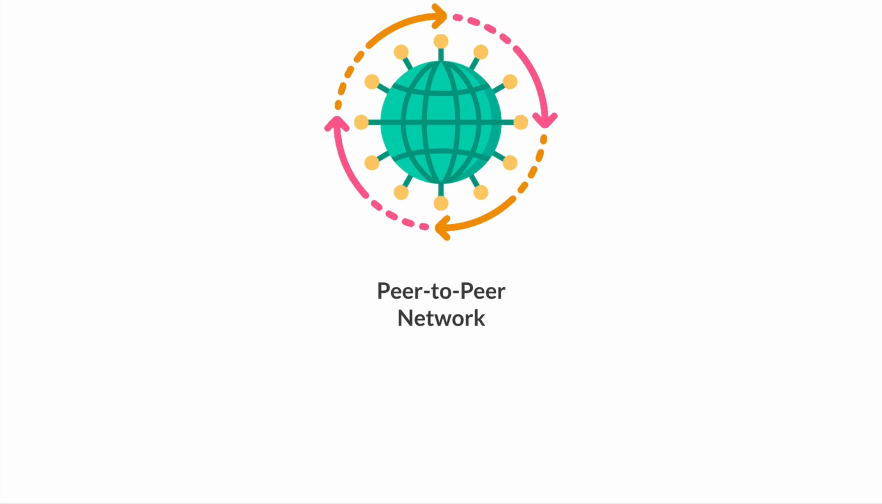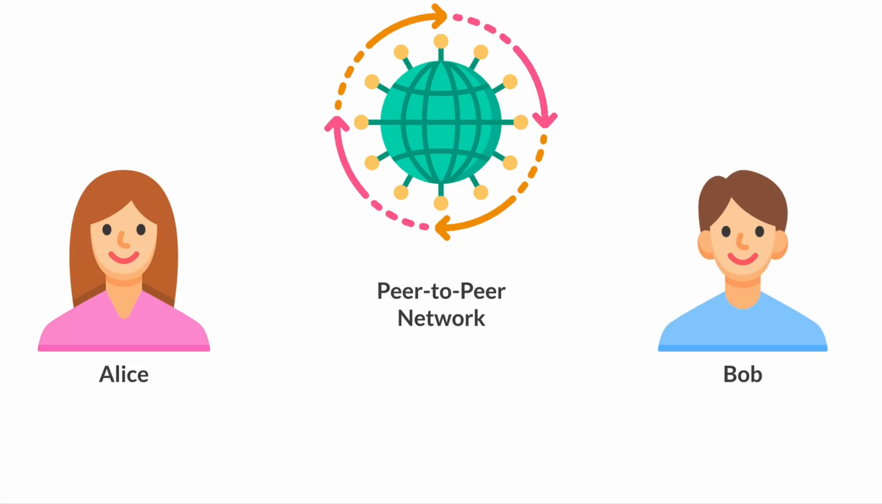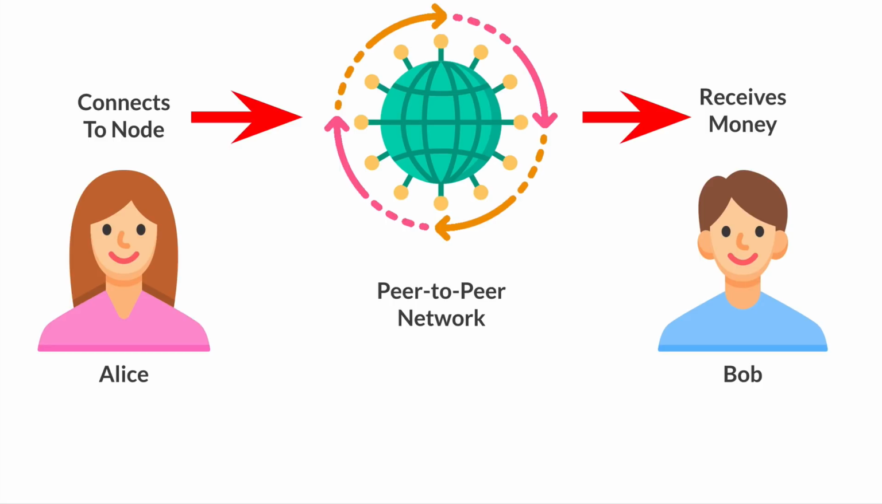A blockchain is a peer-to-peer network, meaning it's a system of nodes or computers that all talk to one another. It is responsible for processing transactions so that Alice can send money to Bob. She simply needs to connect to a node on the network in order to initiate her transaction, and the blockchain handles the rest behind the scenes, which we'll see more of in the next section.